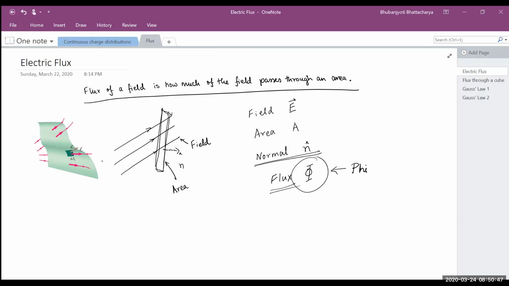Similarly, in this picture, here the electric field looks the same everywhere, but here the electric field is changing in different directions. The green surface is the surface that we're interested in, and we want to find how many of these field lines are crossing that area. That's what is going to be given by flux.